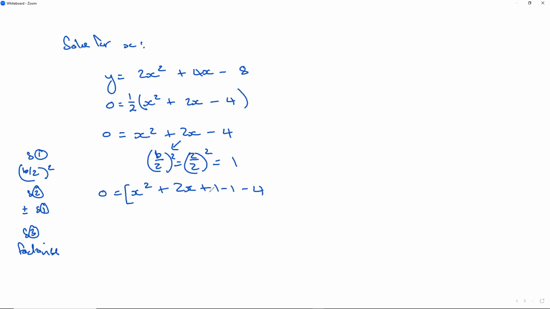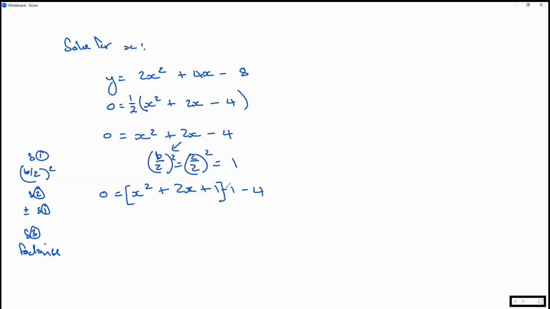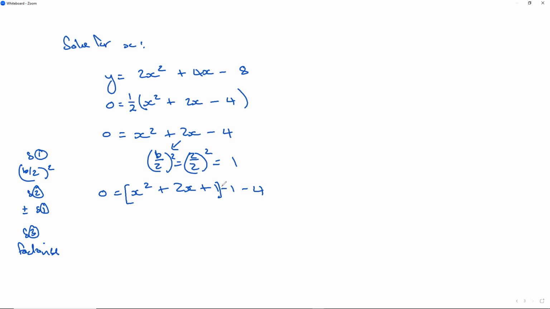And we're now going to group these 3 terms and group those on this side as well. Right. Factorizing now, done with step 1, done with step 2. Factorizing this becomes x plus 1 squared, and minus 1 minus 4 is minus 5. Move the 5 across, and square root both sides.